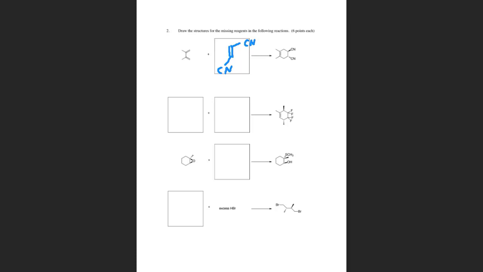Okay, I really like this. Why did you put the two nitrile groups in opposite directions? Because wedge and dash, that's perfect.